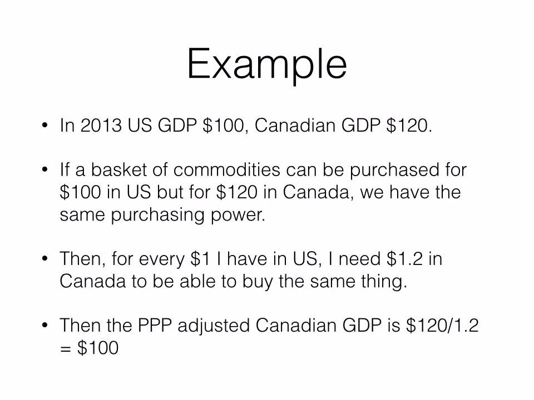So for every dollar that I have in the US, I need $1.2 in Canada, which is going to give me a PPP adjusted Canadian GDP of $100. If you look at the last line, I take the nominal Canadian GDP of $120 and divide it by the price that I need in Canada for every dollar that I have in the US, which is 1.2, and then I get $100 as the PPP adjusted Canadian GDP.